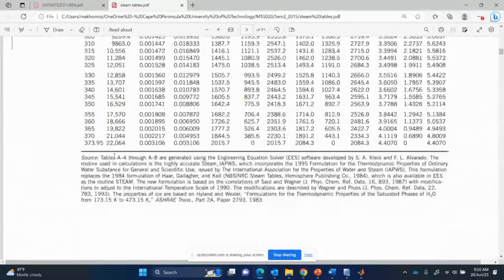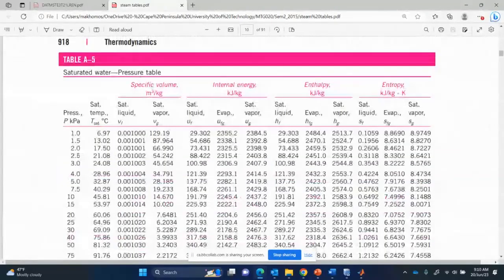Now we move on to the pressure table. Now you can see we start with pressure in kPa, followed by Tsat. Tsat is the saturated or saturation temperature in degrees Celsius. Now it follows the very same things that we had in the first table, where we had specific volume, internal energy, enthalpy, and entropy.